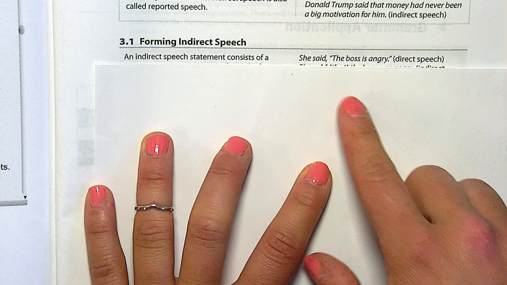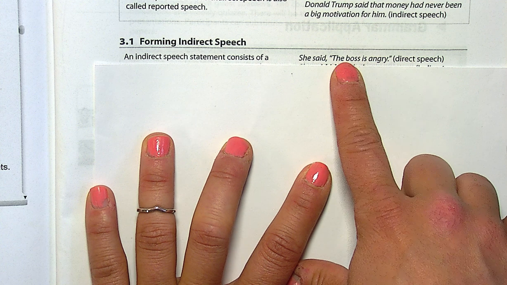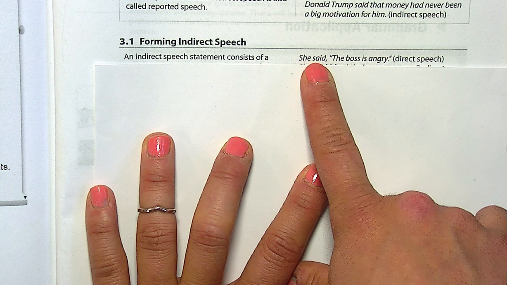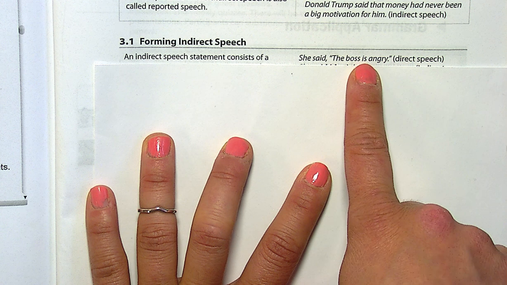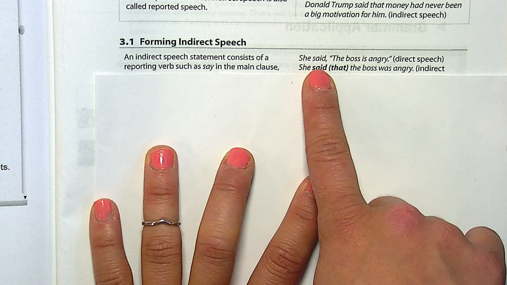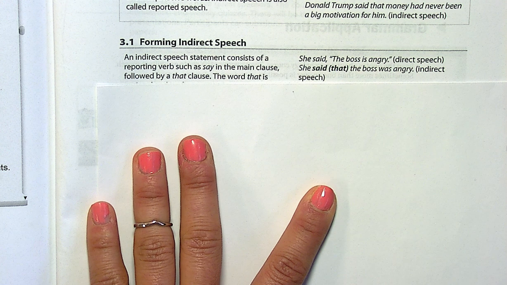We can look at the first example. She said, "The boss is angry." These are her exact words. The boss is angry, but she said that in the past. So we keep is because in the moment when she said it, that was true. When we report it, we say she said that the boss was angry, because now I am telling the story about what she said in the past.